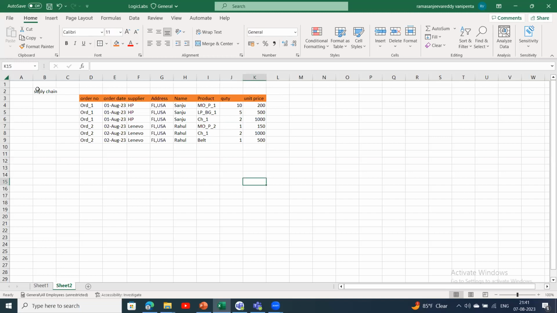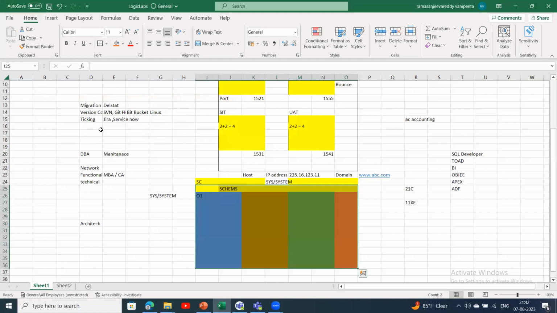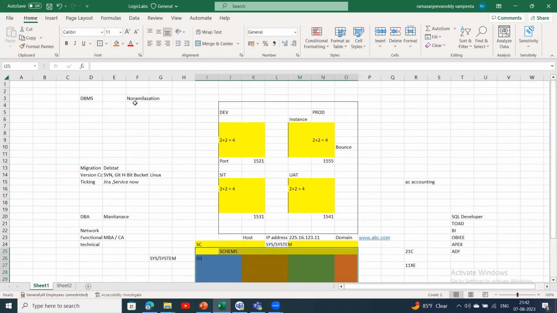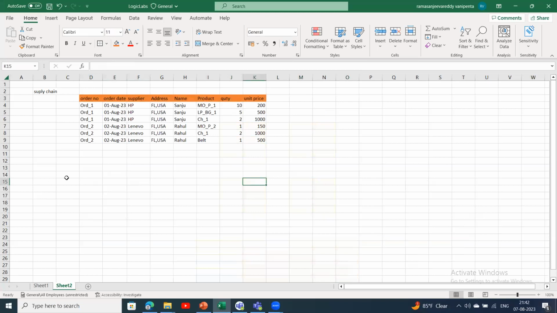So what Oracle says, yesterday I told you, right? DBMS: we heard about terminology called DBMS and RDBMS, normalization concepts. Yesterday we discussed this concept. See, what Oracle or RDBMS says is, you should not hold every data in the same place. It should be split, it should be normalized.